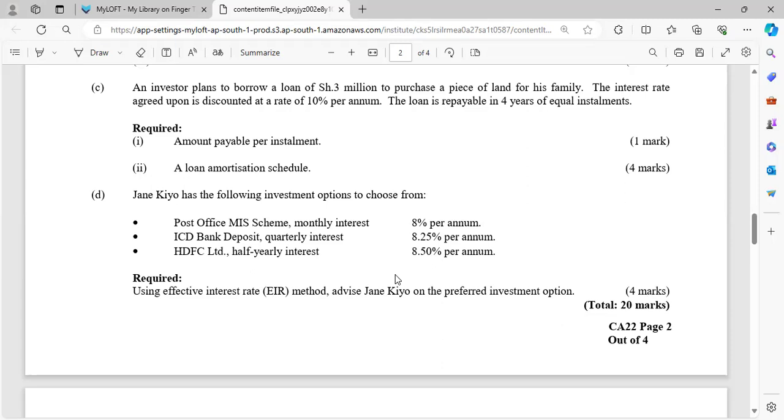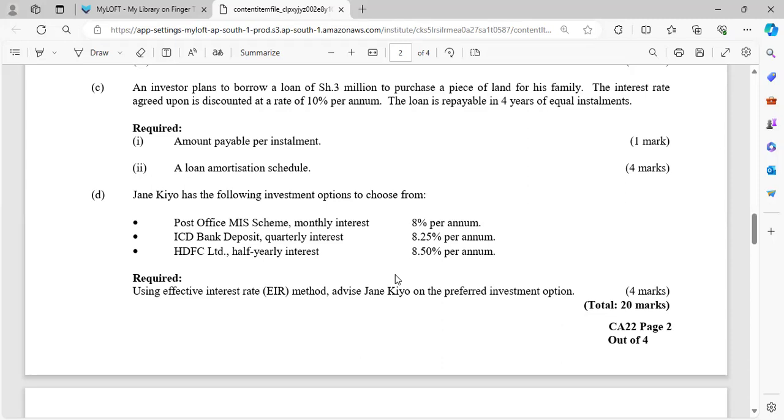So we have the post office MIS scheme, with monthly interest of 8% per annum. We have the ICD at 8.25%, with quarterly interest. I was forgetting the period. The first one is monthly interest, the second one is quarterly interest, and the last one is half yearly interest.